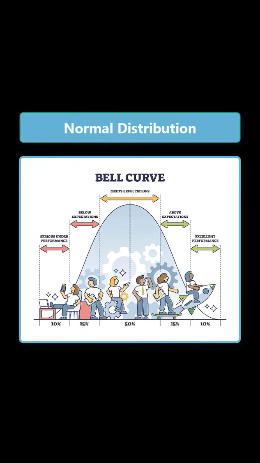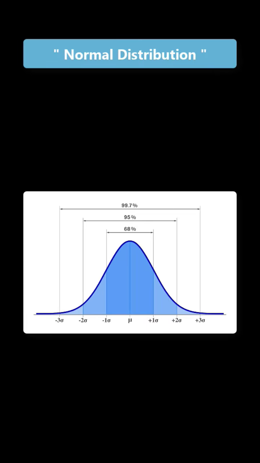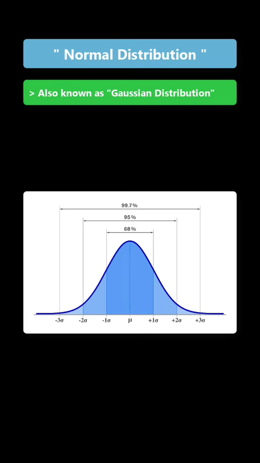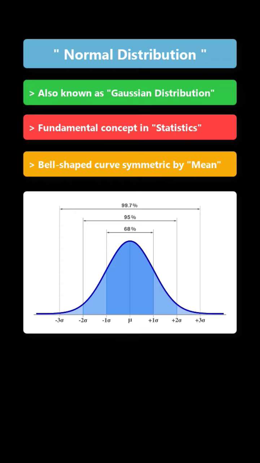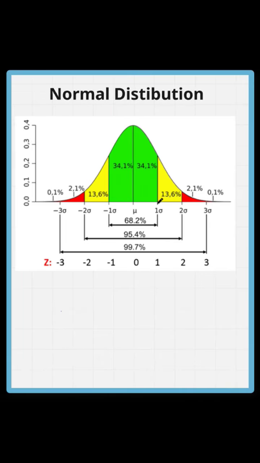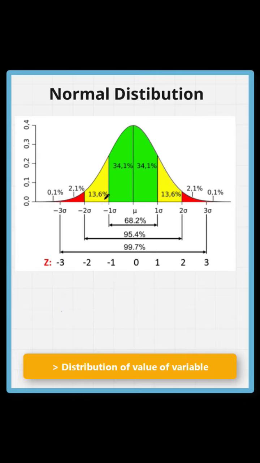Hi guys, today we will see what is normal distribution. It is used mostly in Python machine learning algorithms. So let's see it. Normal distribution, commonly referred to as Gaussian distribution, is a fundamental concept in statistics characterized by its bell-shaped curve that is symmetric about the mean. This distribution is crucial because it describes how the value of a variable is distributed.